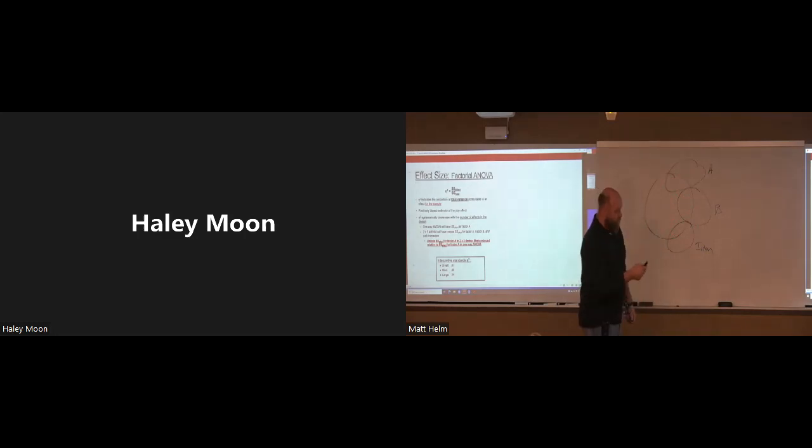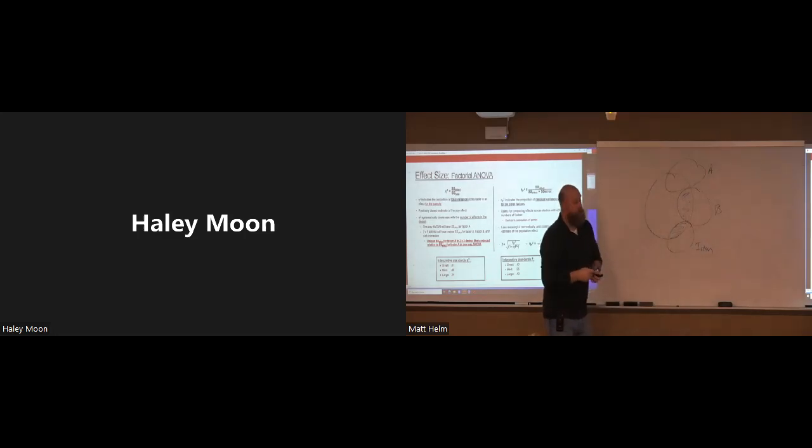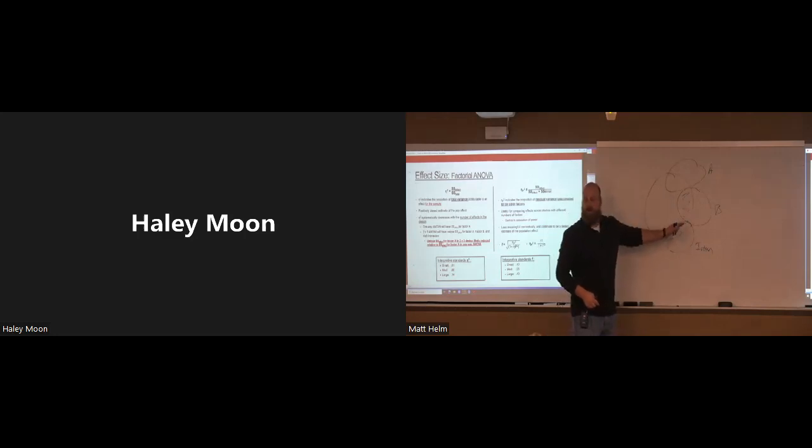If I'm looking at my partial eta squared and at the effect of factor A, all of this is accounted for, all of this is accounted for. And so what I'm doing with my partial coefficient is looking at, of everything that's not explained by my other effects, of what's left over, how much of that is attributable to factor A?